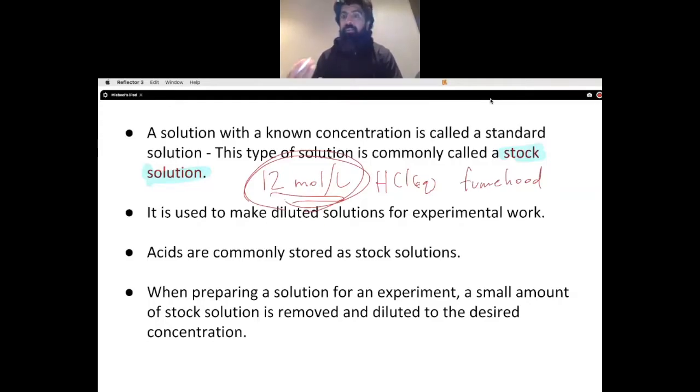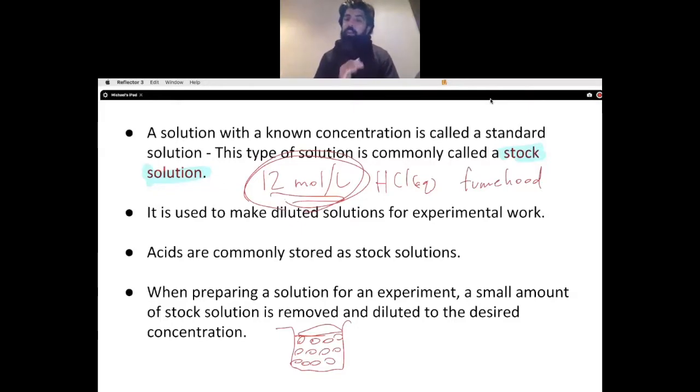to lower the concentration. So what we are really doing is, imagine we've got 12 moles per liter. So let's say we have 1 liter and we've got 12 moles of an acid. We've got 1, 2, 3, 4, 5, 6, 7, 8, 9, 10, 11, 12. So this represents 12 moles of that acid.